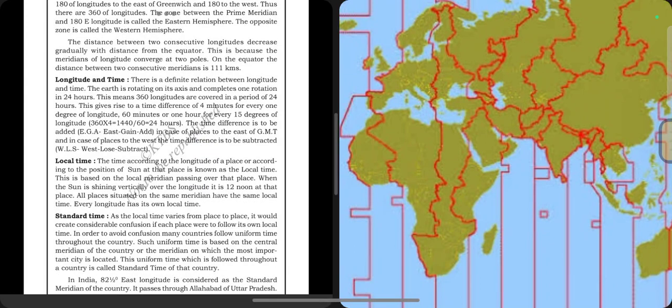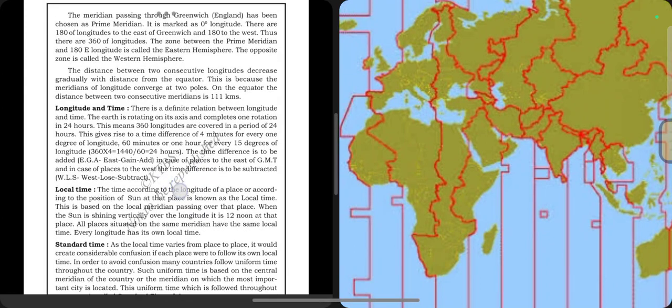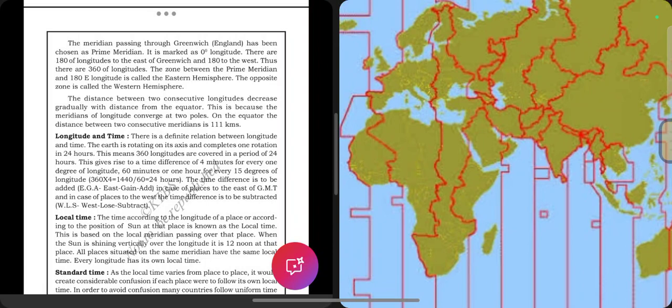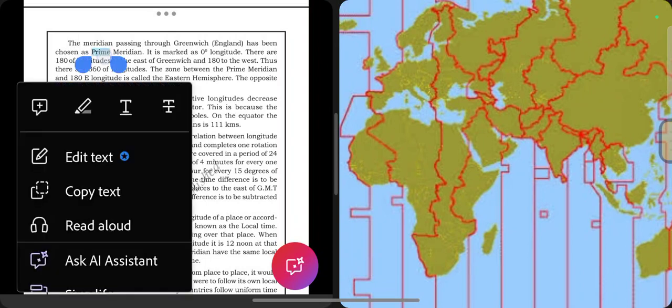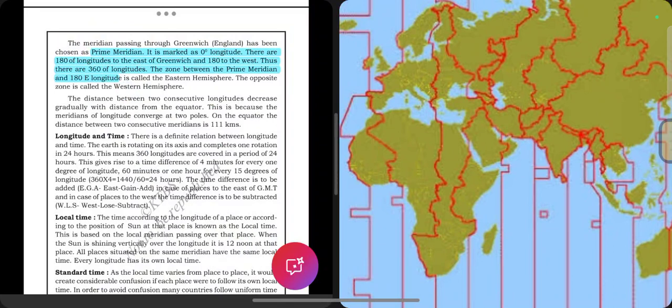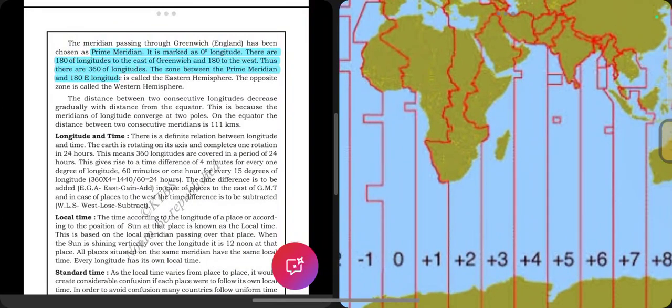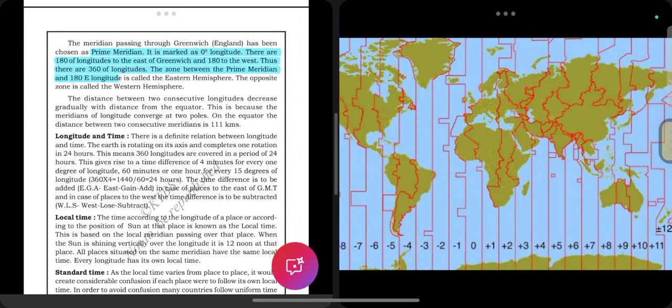Longitude and time are very important. The prime meridian is marked as zero longitude. From 0 degree, there are 180 east and 180 west, so 180 plus 180, a total of 360 longitudes are there.